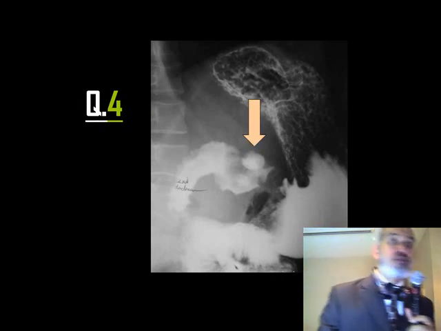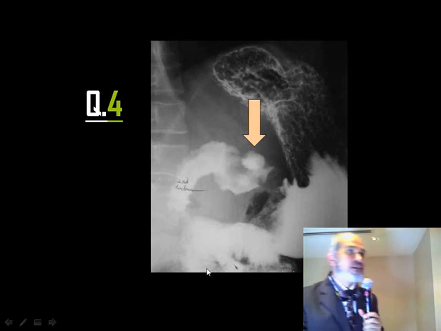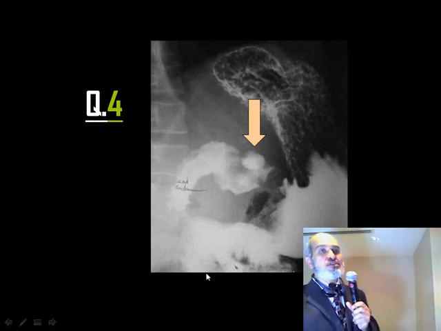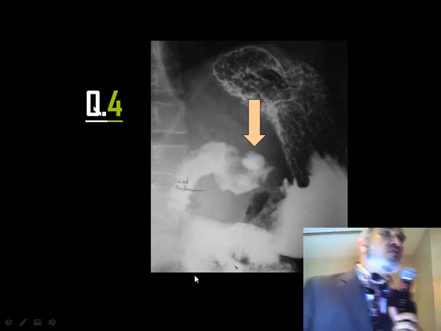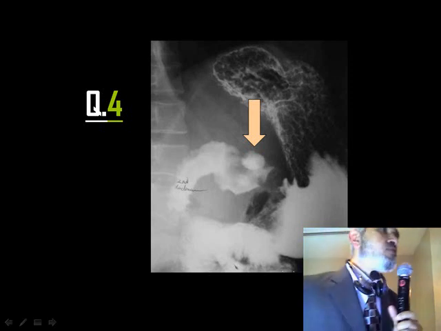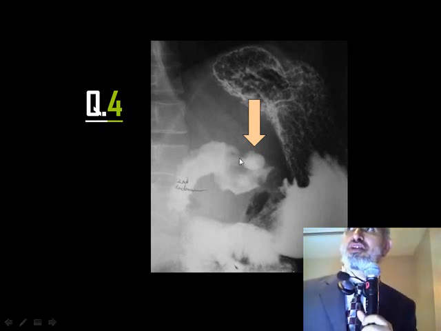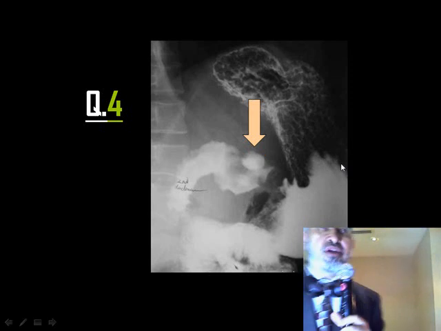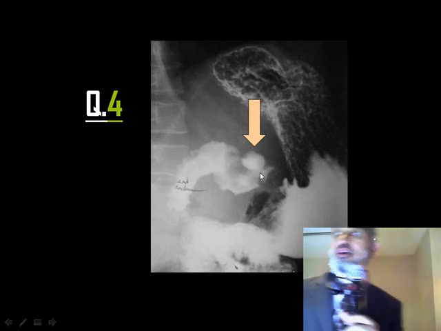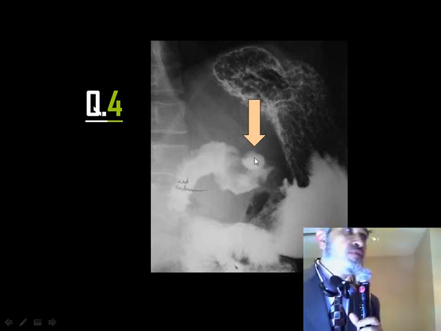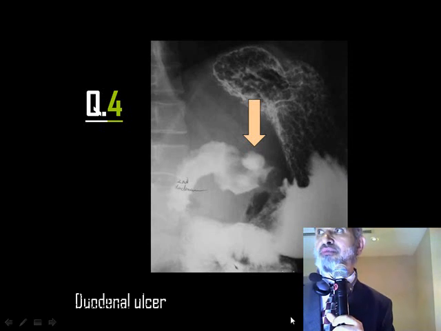This is the lesion. What do you think? Malignant ulcers do not usually occur in the duodenal bulb, but most of the duodenal bulb ulcerations are of the benign type. This is benign peptic ulceration, acute peptic ulceration in the duodenal bulb.